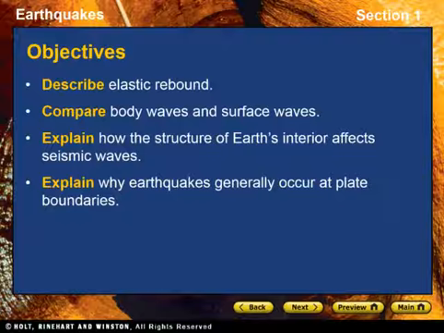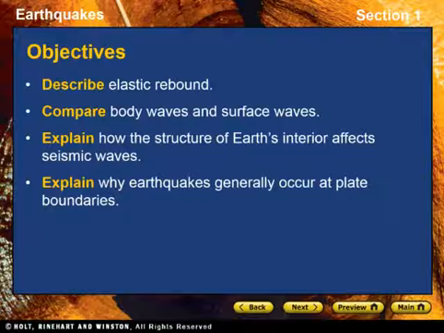Your objectives for this section, you have 4 of them. First thing is describe elastic rebound. You've heard both of those terms before somewhere, I'm sure. Elastic, as in the elastic band in your gym shorts, and then a rebound, like the thing you get in basketball. But we're going to associate this new term with earthquakes.